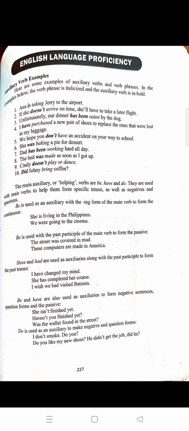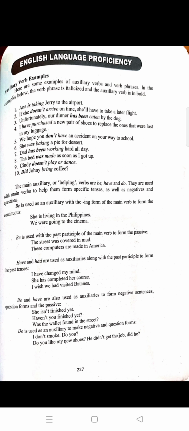The main auxiliary or helping verbs are be, have, and do. They are used with main verbs to help them form specific tenses as well as negatives and questions. Be is used as an auxiliary with the ing form of the verb to form the continuous. "She is living in the Philippines." "We were going to the cinema." Be is used with the past participle of the main verb to form the passive. "The street was covered in mud." "These computers are made in America."